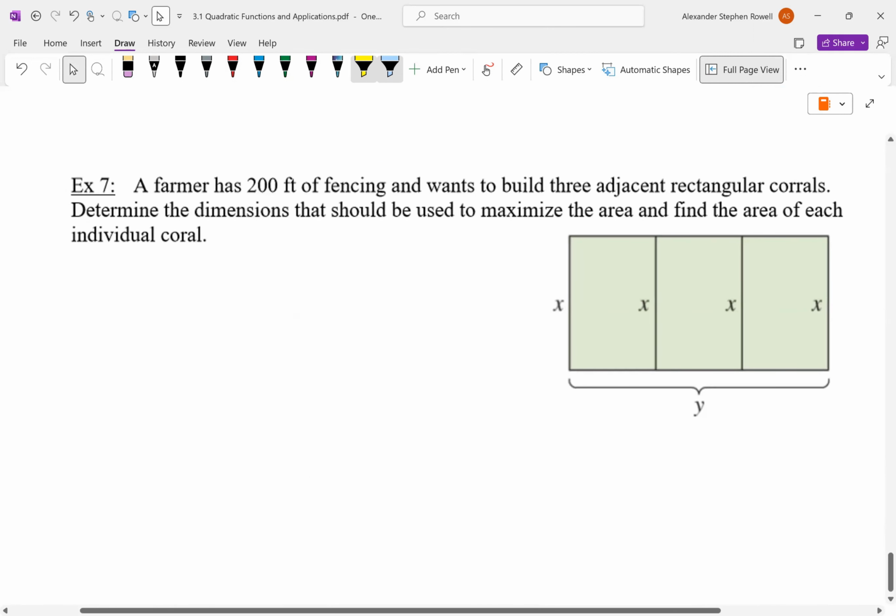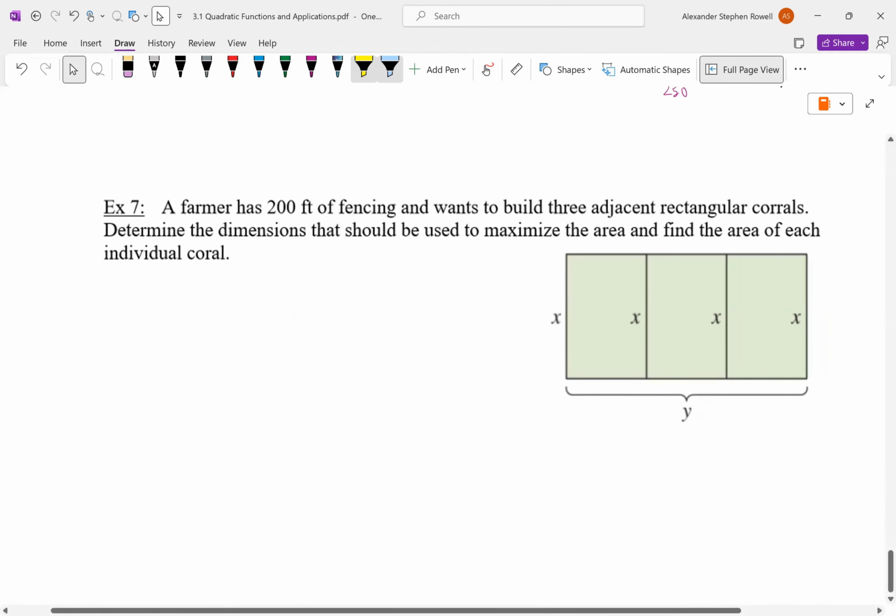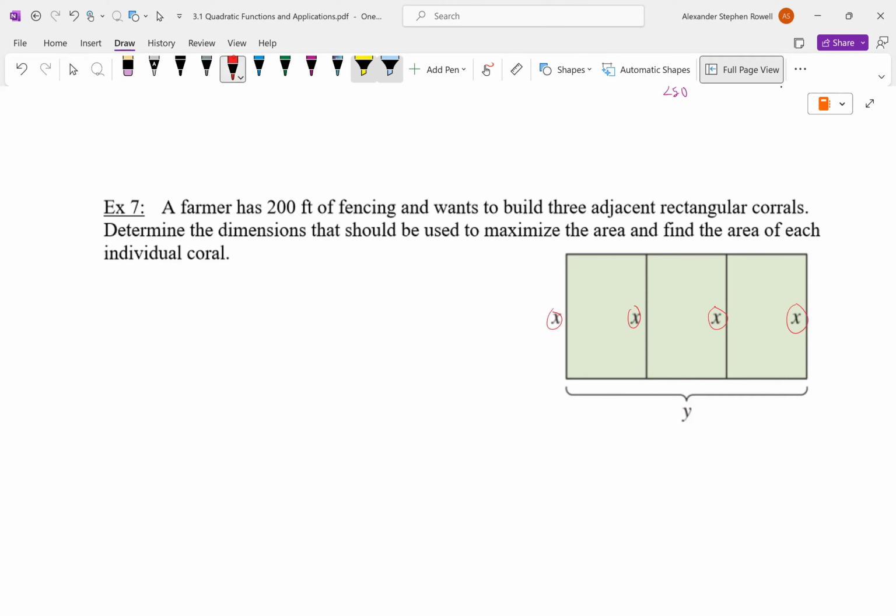Example 7, a farmer has 200 feet of fencing and wants to build 3 adjacent rectangular corrals. Determine the dimensions that should be used to maximize the area and find the area of each individual corral. So I know I want it to be a rectangle, so these sides are all the same length. And this big side is the same length as the other big side. How much total fencing do I have? 200 feet.